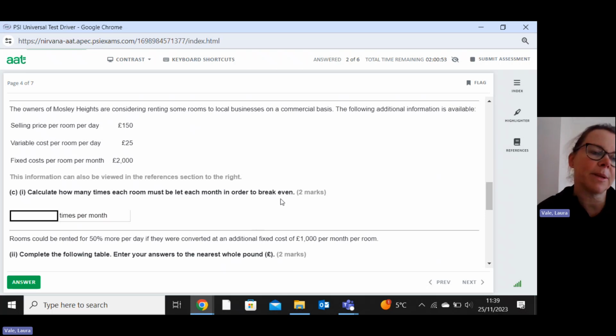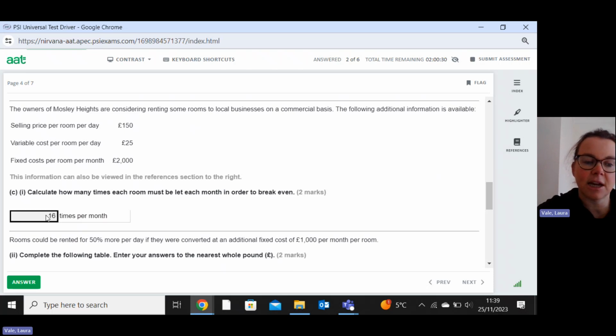Right, so I'm going to use my formula, which is fixed costs divide by contribution per unit. So contribution per unit is selling price take away variable costs, so 125. My fixed costs are 2,000. So 2,000 divided by 125 gives me 16 times per month.